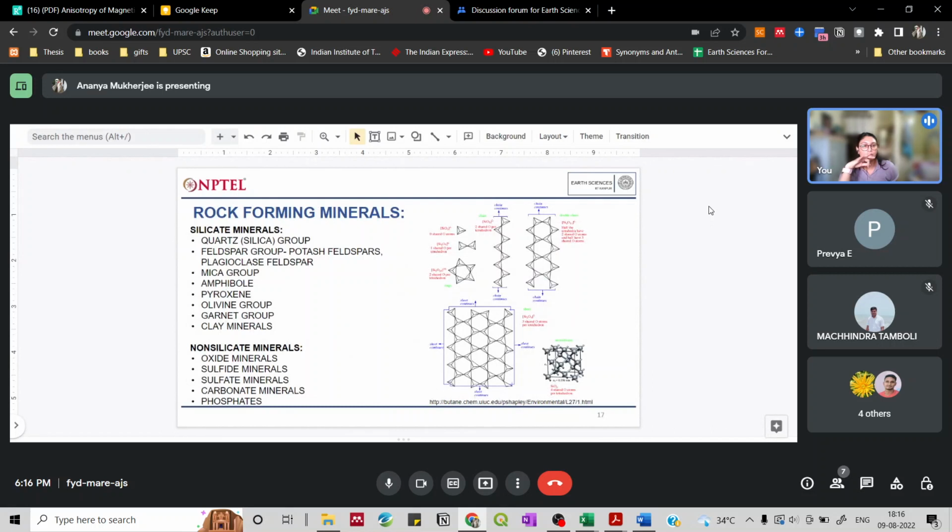Okay, so now we have rock forming minerals. So these minerals are categorized into two groups. One is silicate minerals and one is non-silicate minerals. Silicate minerals are also then again classified into different groups. You have quartz, feldspar. Feldspar is also potash feldspar and plagioclase feldspar. These are two different groups. Then you have mica, amphibole, pyroxene, olivine group, garnet group, clay minerals.